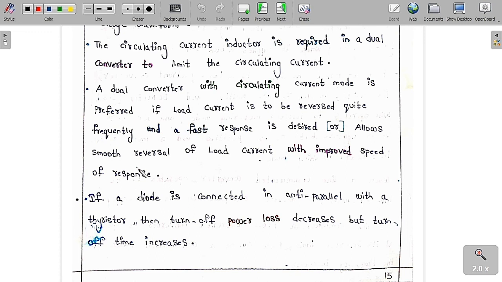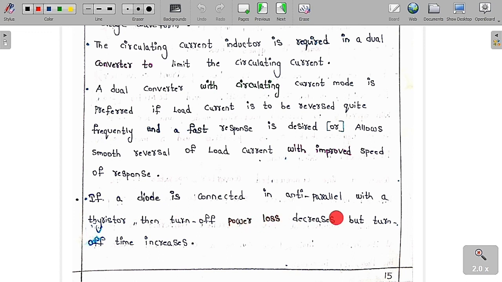With the help of this, you can easily get the current in whatever direction you want. Therefore, the speed of the response is increased, and it allows smooth reversal of load current. In a dual converter with circulating current mode, we use the inductor in between the converters, so we can easily reverse the direction of the load current. A dual converter with circulating current mode is preferred if load current is to be reversed quite frequently and a fast response is desired.